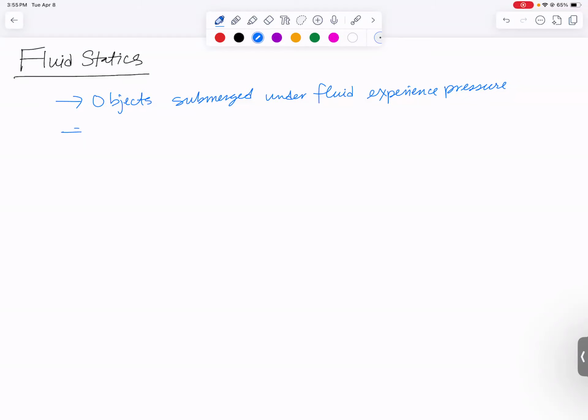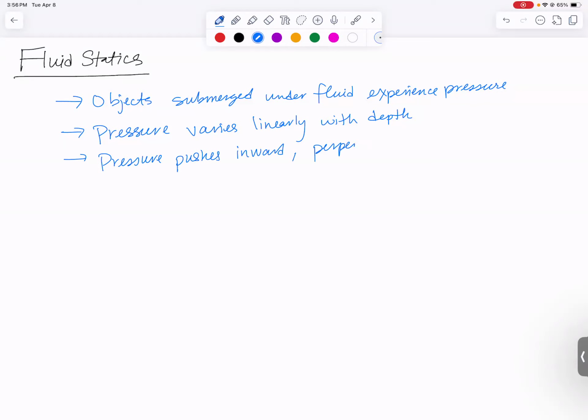So what we're going to use is the fact that the pressure varies linearly with depth. We'll think of it as depth below the surface of the liquid. And I want you to keep in mind that pressure always pushes inward on the object, whatever the surface is, and it is always perpendicular to the surface. That's enough words. Let's actually draw a picture for what I'm talking about.